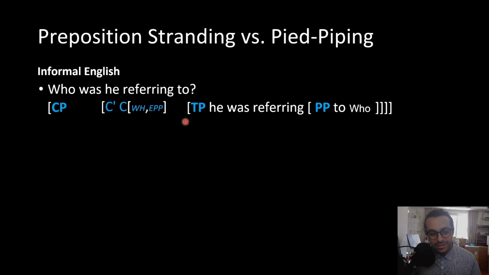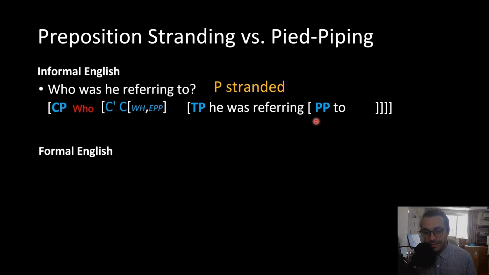Now we know that the CP will have to satisfy the WH feature here. That is, it will attract the closest WH head carrying a WH feature. In this case, the closest WH head carrying a WH feature is who. So this who will have to move and travel to the specifier position of the CP. And this is what actually happens. Now, in this scenario, we've left the to here, and it's been stranded. So this is the opposite of pied piping. This is what is known as P stranding. So the P right now is stranded.